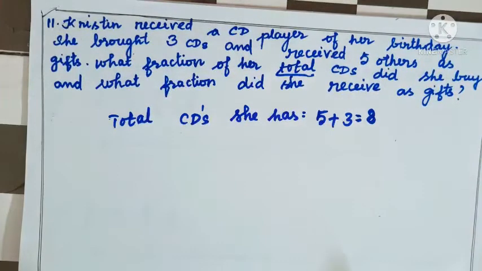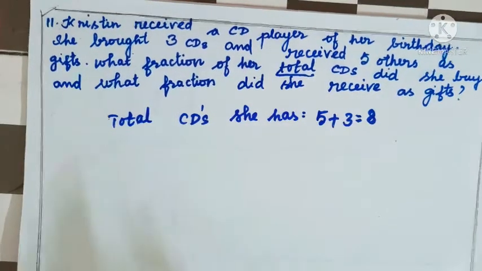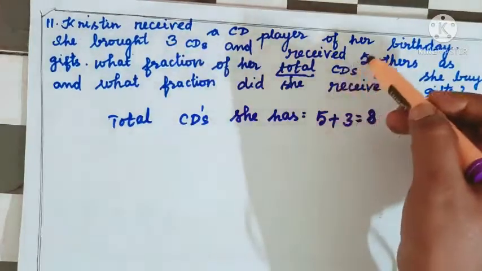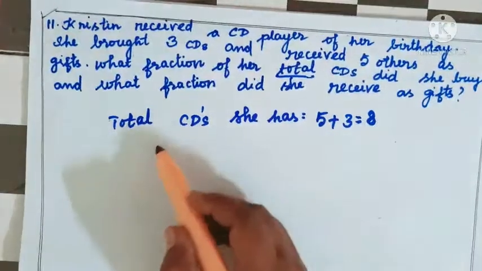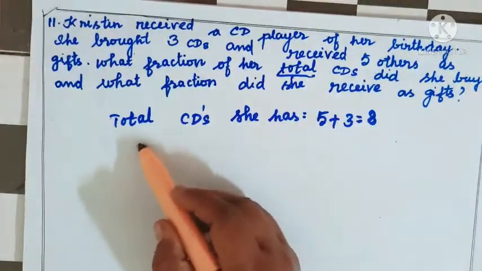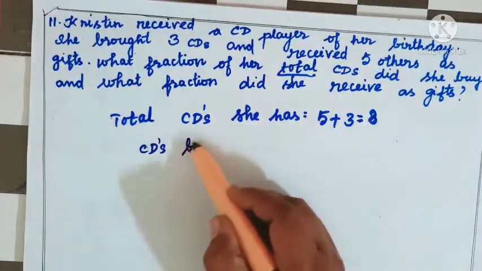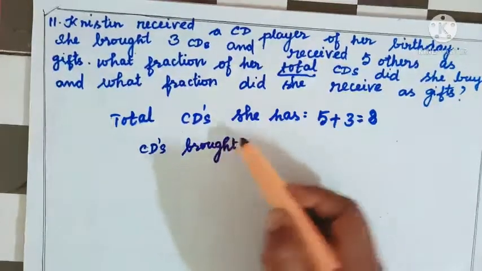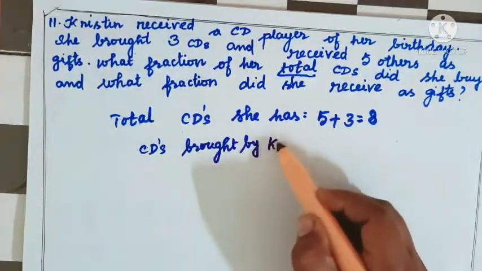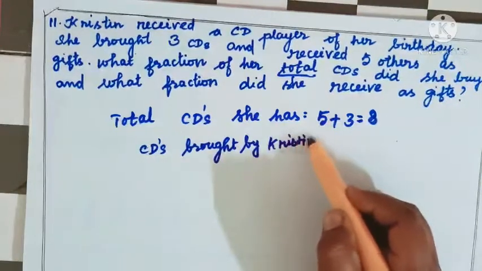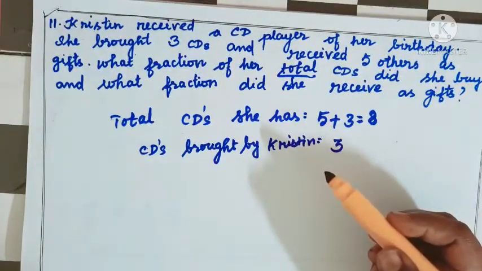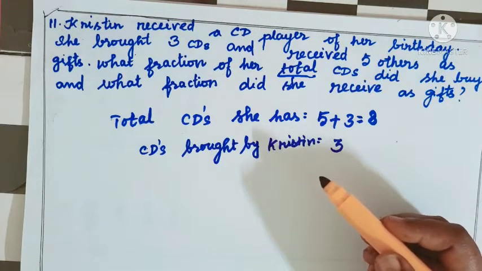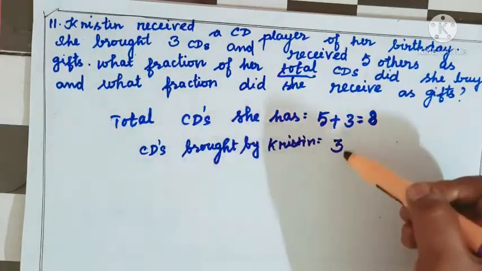Okay. Next thing is the CDs bought by Kristen. So how many has she bought? She has bought 3, isn't it? So CDs bought by Kristen is equal to how many she has bought? 3. Okay, fine.